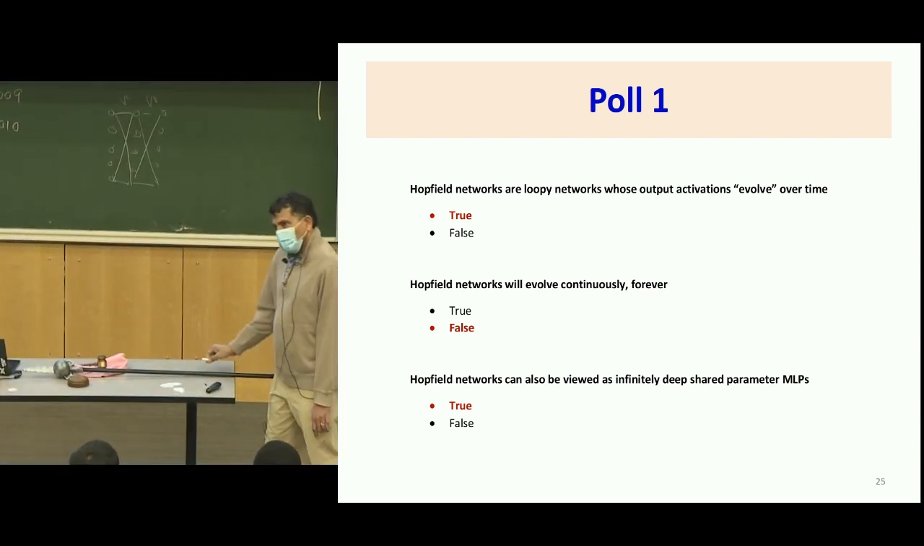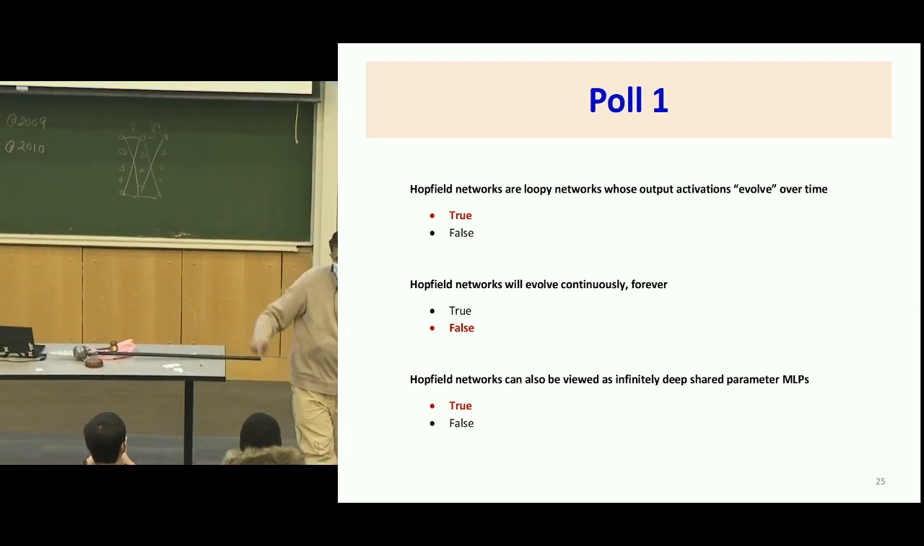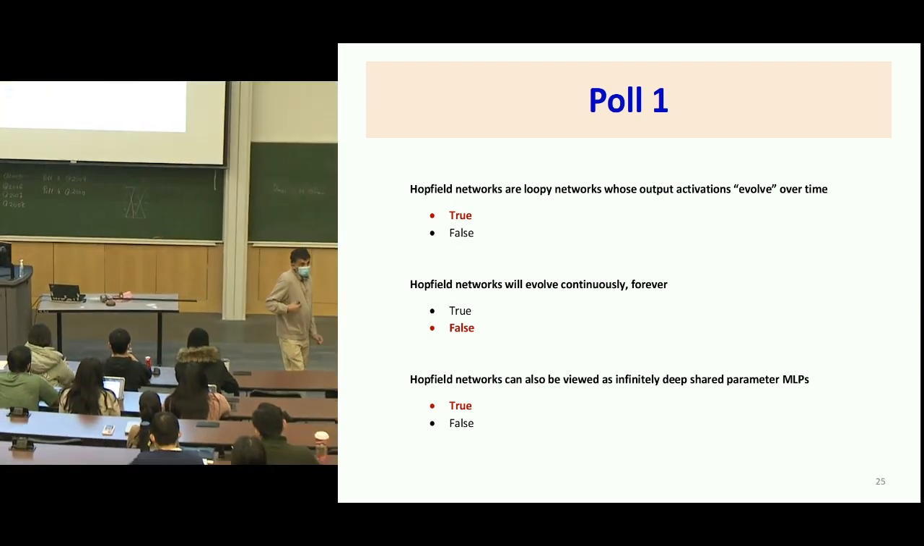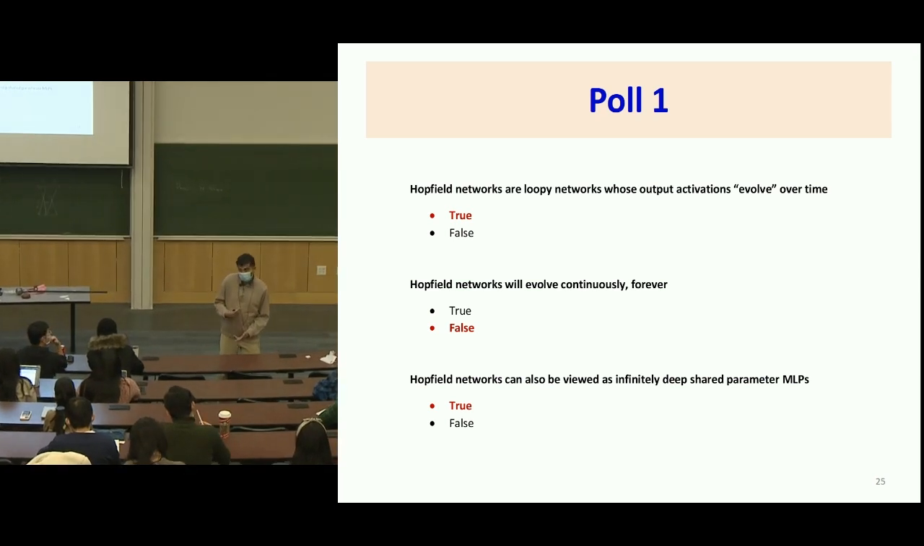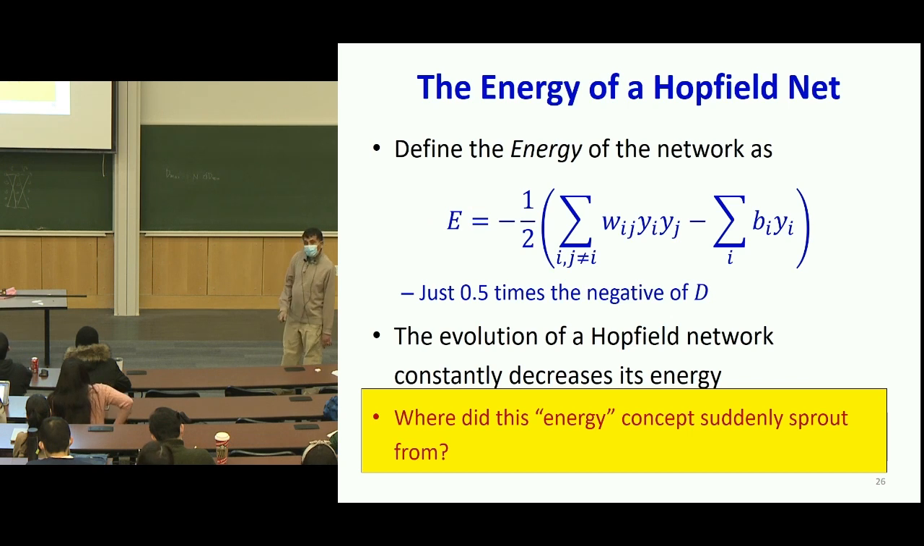So Hopfield net is basically, there's nothing magical about looping, it's just an infinitely deep network, an MLP, where the parameters are tied. Every layer has exactly the same parameters as every other layer. If you ever wondered what that would be like, this is what it is, right? But this has some interesting outcomes, right?